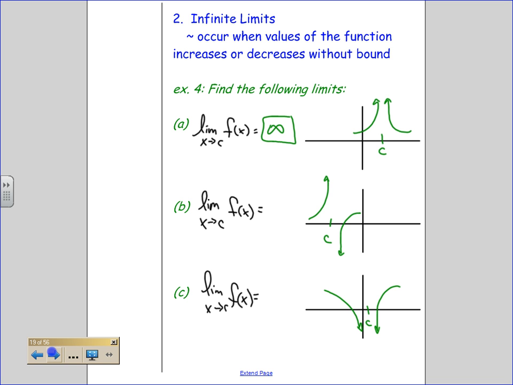Why, Cassidy? Why doesn't it exist? As I come from the right and the left, the limits do not agree. Thanks, Nick Davis. They do not agree, so therefore the limit does not exist. Last one. Where's he going? Negative infinity.